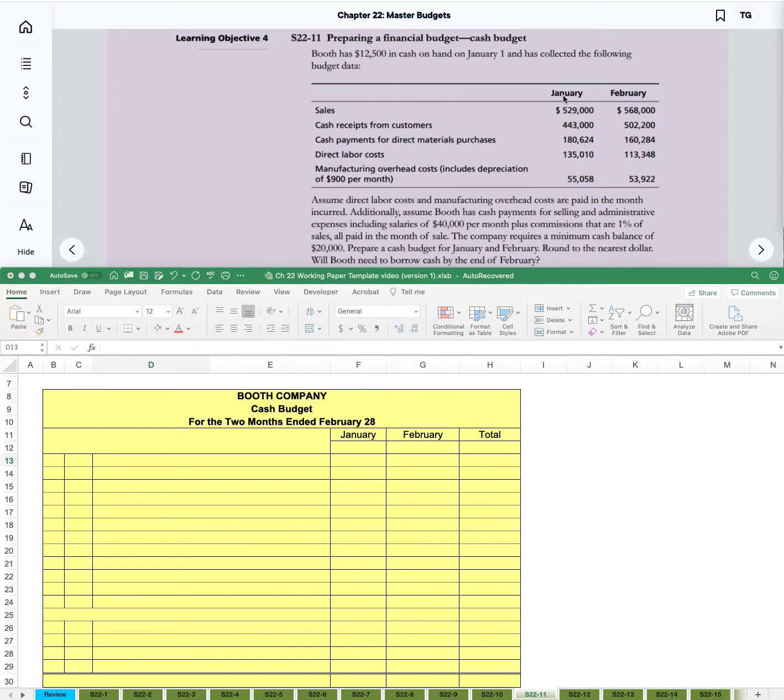budget data. For January and February, we have sales, cash receipts from customers, cash payments for direct materials, direct labor costs, manufacturing overhead, which includes depreciation. And then it says, assume direct labor costs and manufacturing overhead costs are paid in the month incurred. Additionally, assume Booth has cash payments for selling and administrative expenses, including salaries of $40,000 per month, plus commissions that are 1% of sales, all paid in the month of sale.